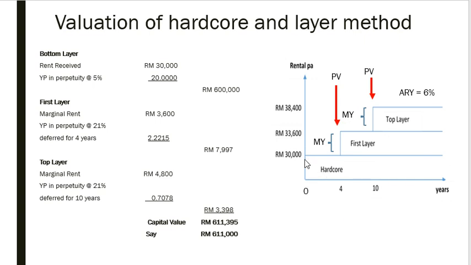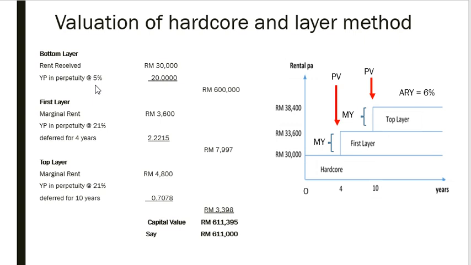Since this one here is the rent received, RM 30,000, we put here as rent received, RM 30,000. As you can see, this layer started here. Since it started here, we can just proceed with the YP in perpetuity. Remember, because this is the rent received, the yield that we are going to use will be lower than the ARY. Since the question has given us that the ARY is 6%, the yield that we are going to use here would be 5%.